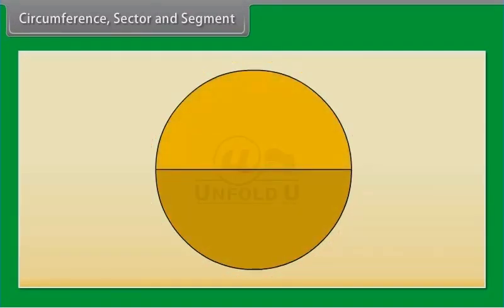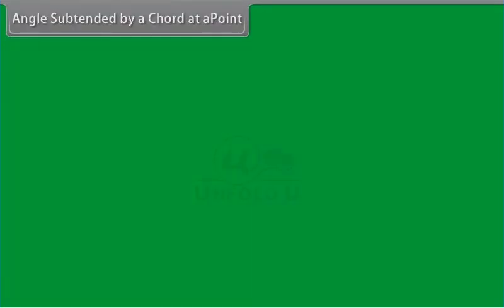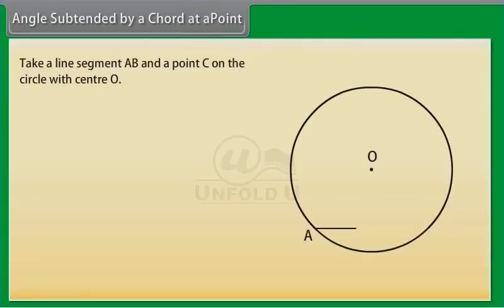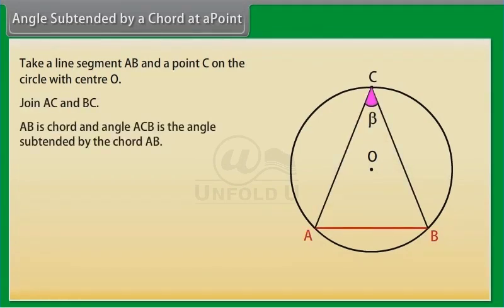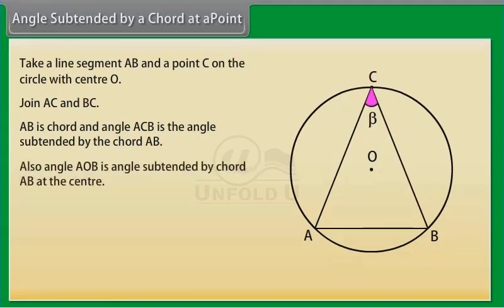Now look at this circle. Here both the arcs are equal. Therefore, these 2 are the semicircles. Angle subtended by a chord at a point. Take a line segment AB and a point C on the circle with center O. Join AC and BC. Here AB is a chord and angle ACB is the angle subtended by the chord AB. Also, angle AOB is the angle subtended by chord AB at the center.